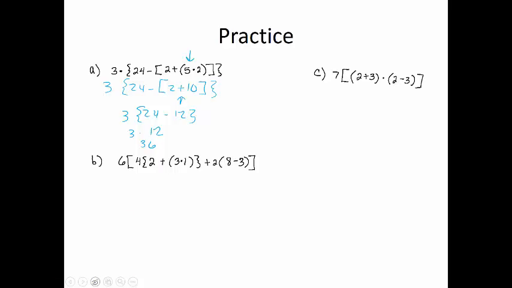Alright, next one, let's take a look at B. So for B down here, our innermost enclosure, we could start right here. 3 times 1 is 3. And we probably could have done this one over here too at the same time. But we'll just keep going with this one. 2 plus 3 is 5. So we have 4 times 5. Let's do this one over here. Plus 2, 8 take away 3 is 5.